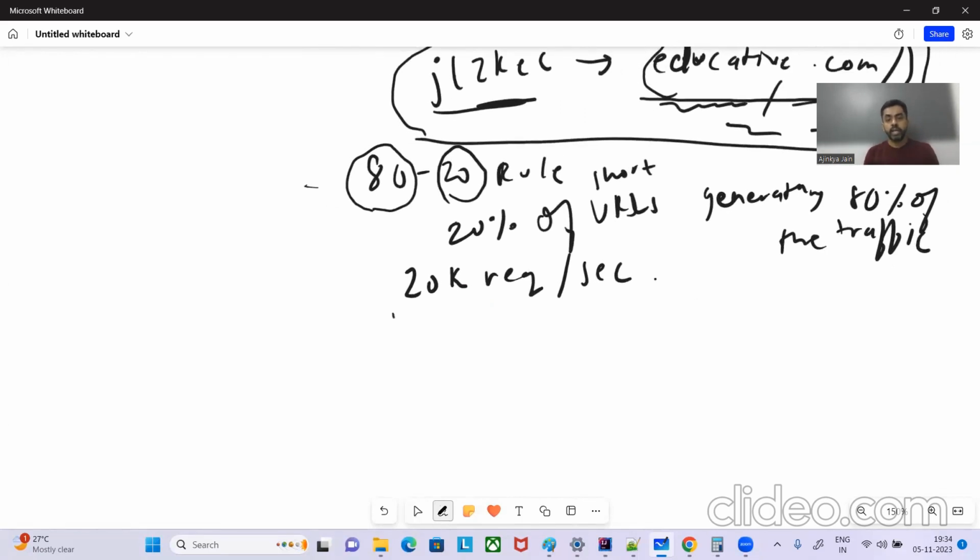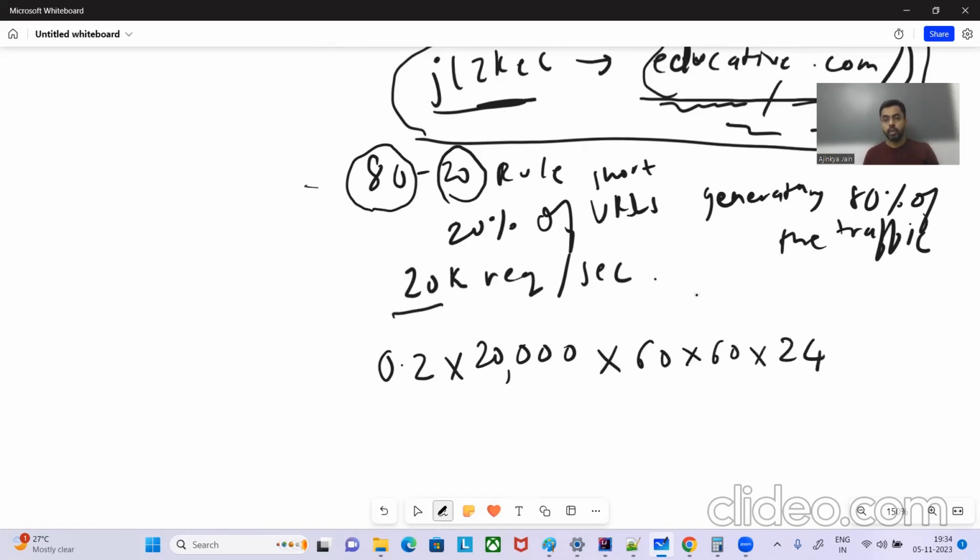So we want to cache 20% of this request. 20% of 20,000 requests per second. Multiplying by 60 and 60 gives us per hour, and then by 24. We want to cache all this data, the one day's read data, into memory.